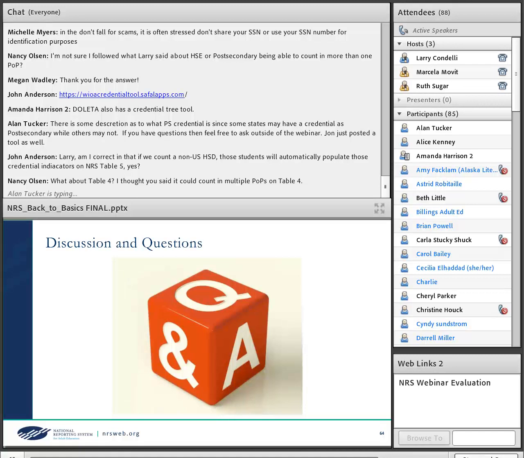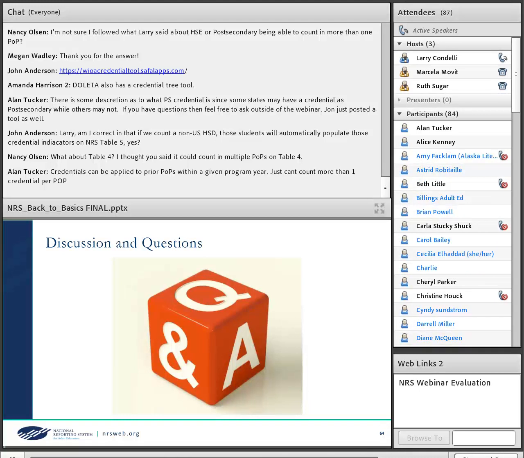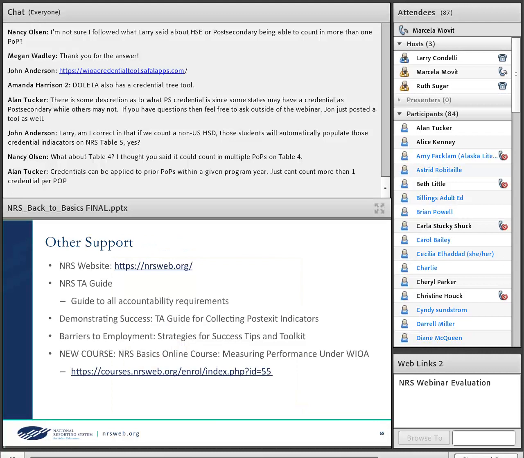Nancy wanted just one more bit of clarification about her question from earlier. She said, what about Table 4? She thought that you could count multiple POPs on Table 4. There is a table where you can count multiple EFL gains. For other additional POPs, you just put that number in, but you only count one per POP. So the first part of Table 4 is for the first enrollment, and then the last columns are for the subsequent POPs, where you just indicate whether a second one applies, but you only count one per POP. There is a table for additional EFLs that you can count. A new table, Table 4A or B, I forget, where you can count all the EFL gains. All right, great. Thanks, Larry, for answering those.